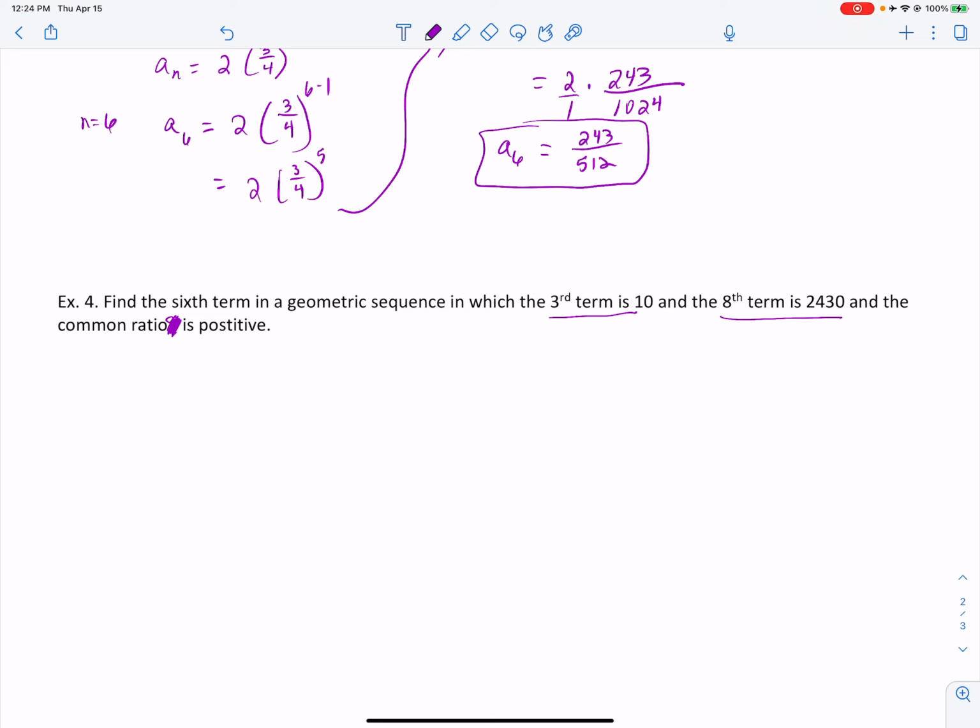And on this one, you must show use of formulas, and you must set up a system of equations using the formulas. Without them, you will not get credit. And you're going to be using the formula for the general term.